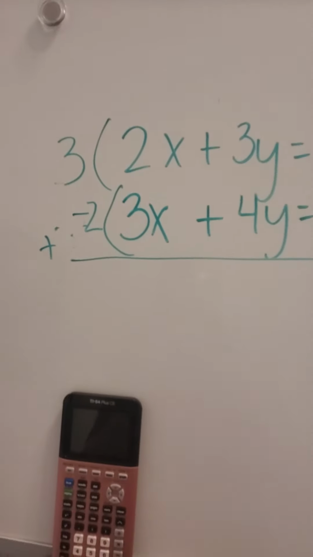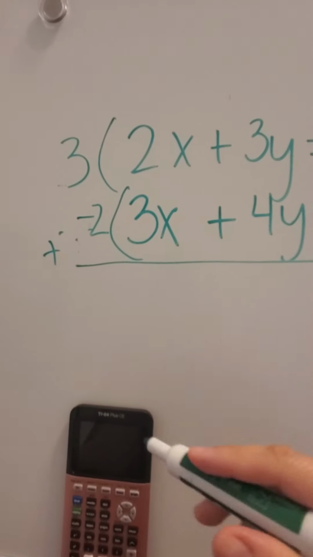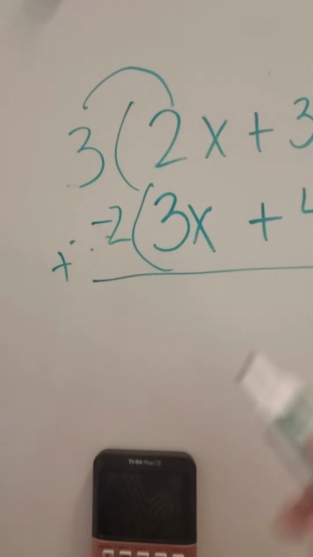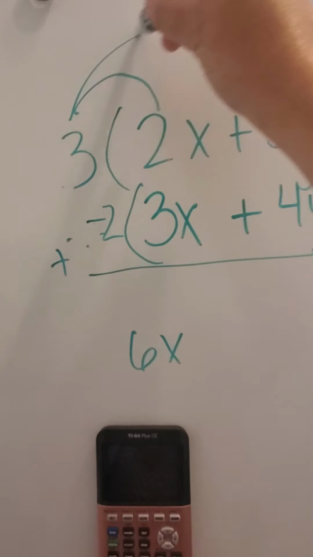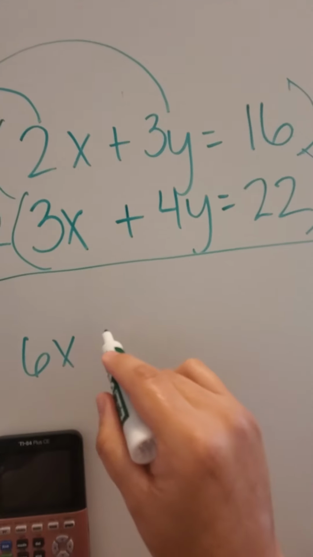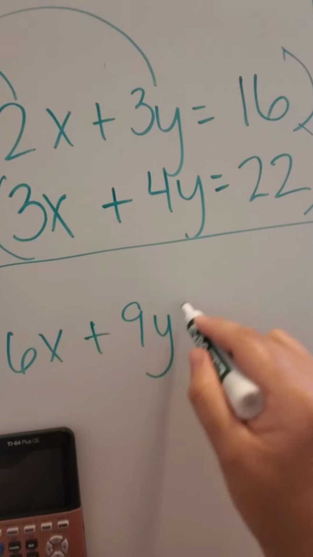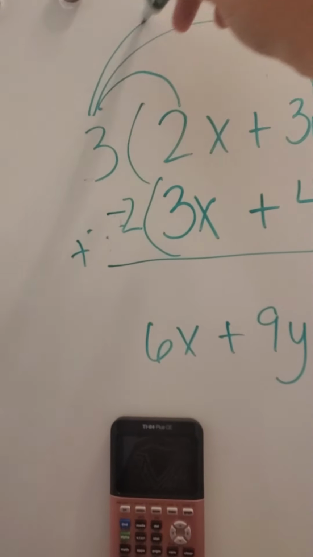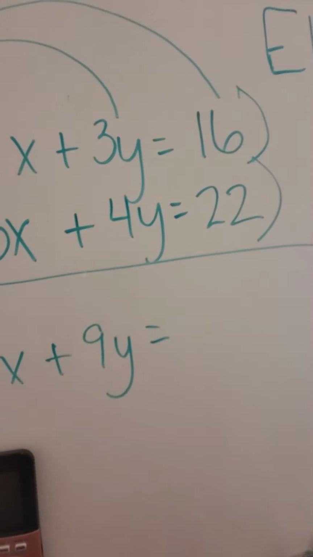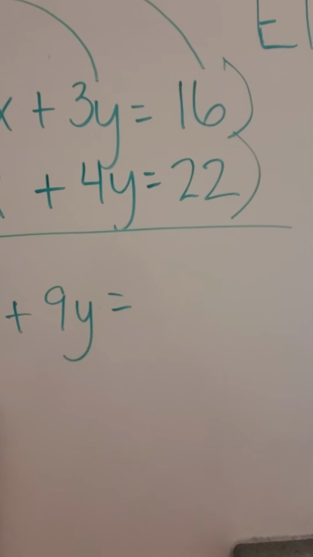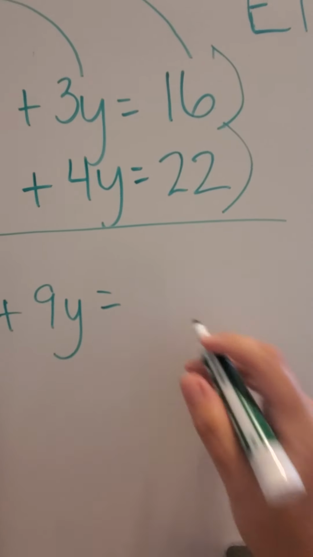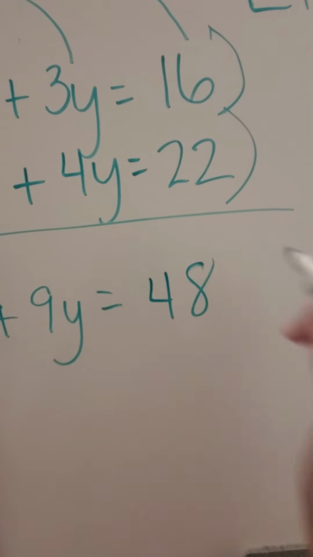So I'm going to distribute through, and we're going to bring our equation down, okay? So 3 times 2x is 6x, right? And then 3 times 3y is 9y. And don't forget, a lot of people forget to do this times what it's equal to over here, okay? Because if you don't do that, you're changing the value of the equation. So 3 times 16 gives me 48, right?